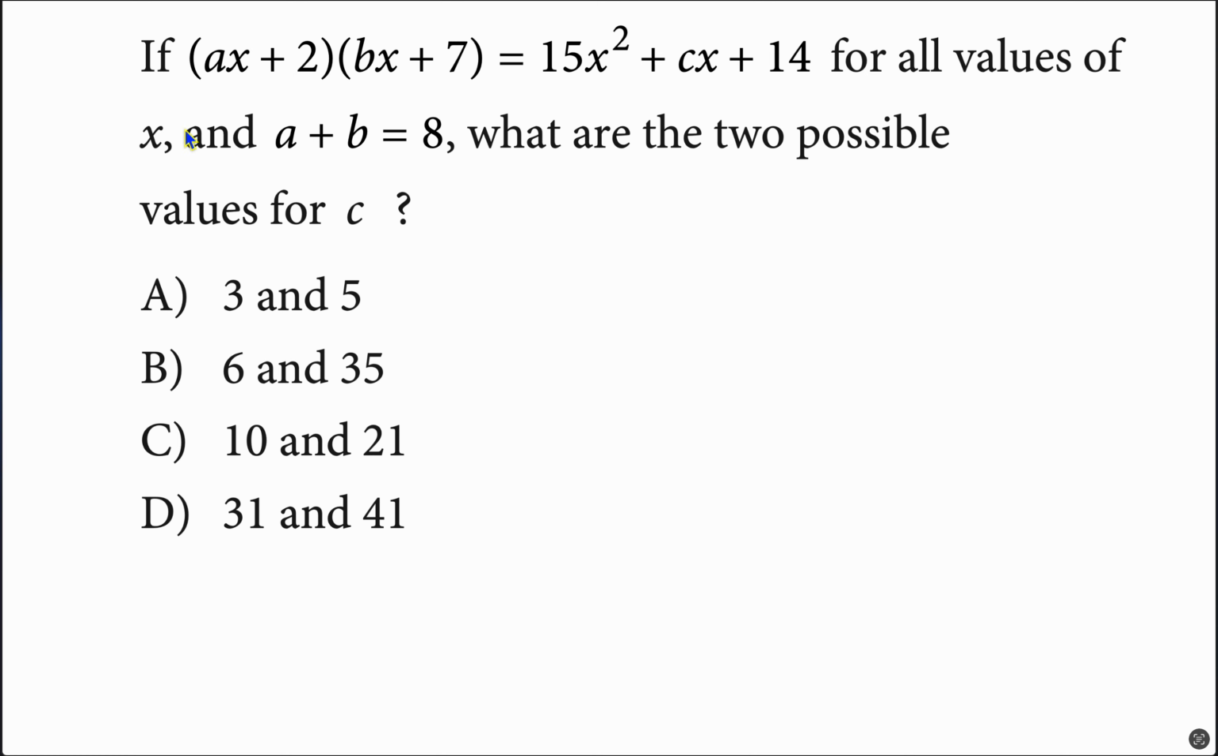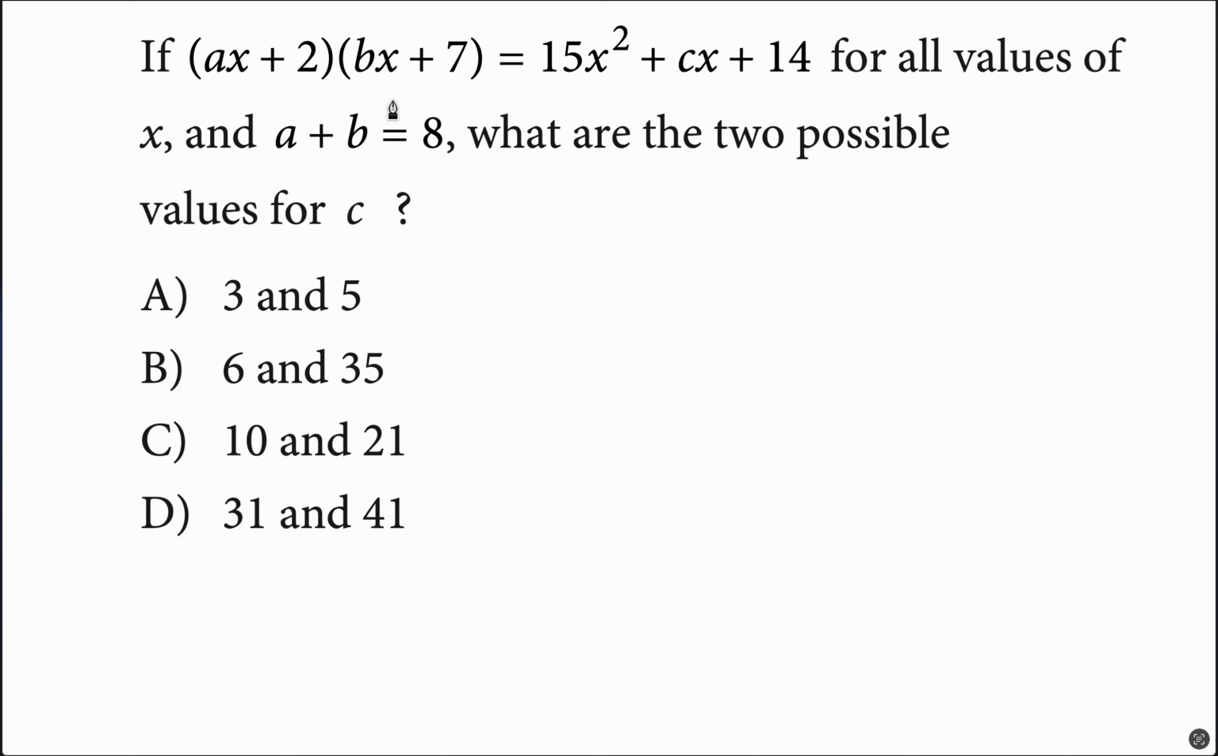So here's the question. The question is: if (ax + 2)(bx + 7) = 15x² + cx + 14 for all values of x, and a + b = 8, what are the two possible values for c? Okay, so two possible values. So there could be more than one answer for c, right?